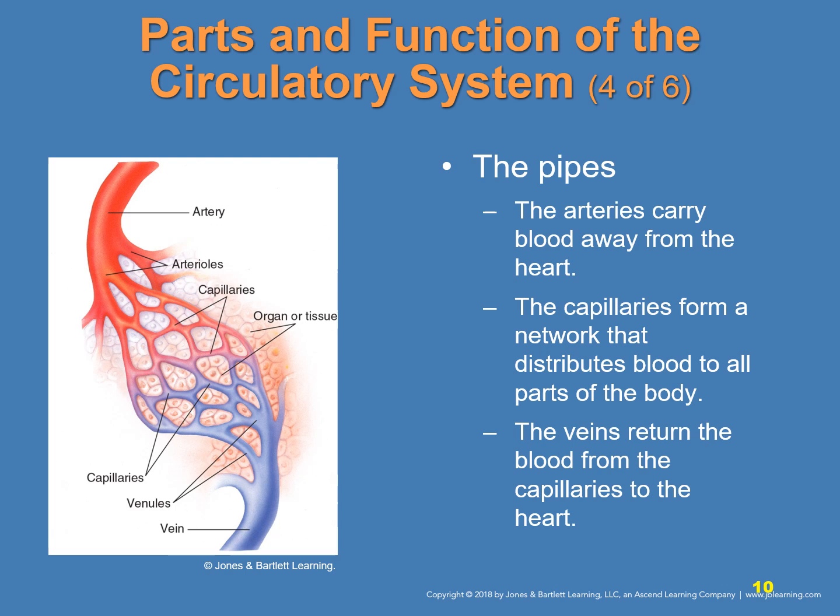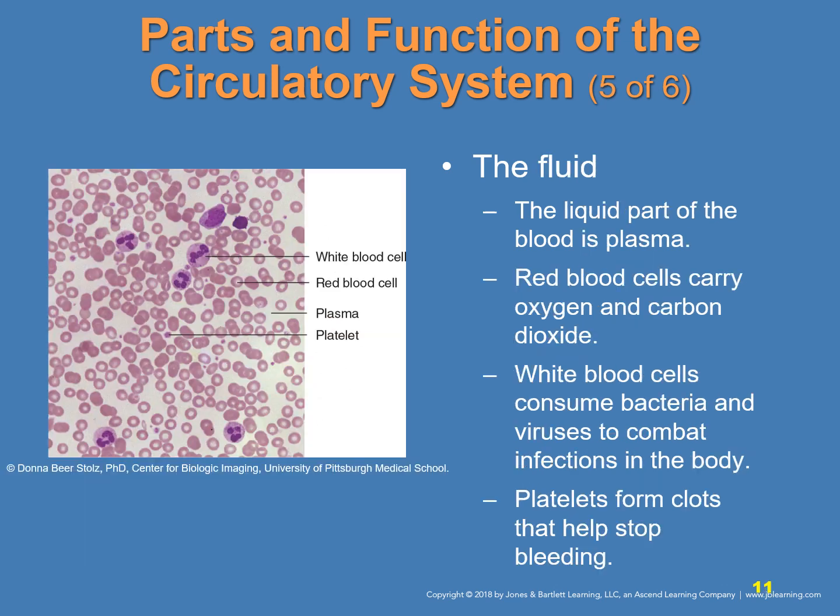The pipes. The human body has 3 main types of blood vessels. The arteries carry blood away from the heart. The capillaries, the smallest of the blood vessels, form a network that distributes blood to all the parts of the body. The veins return the blood from the capillaries to the heart, where it is pumped to the lungs.